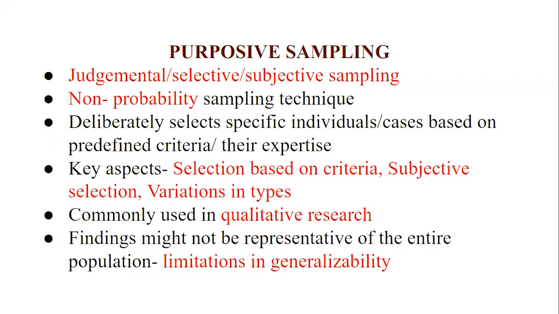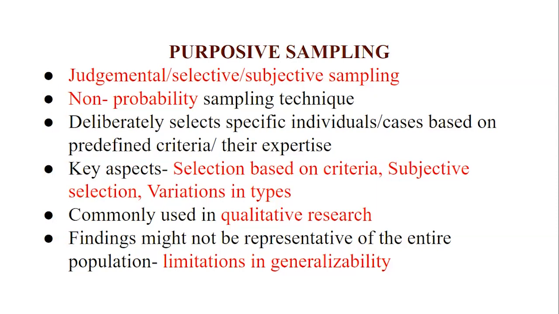Next option is purposive sampling. Purposive sampling is also known as judgmental sampling or selective sampling or subjective sampling. So these are other terms which we use to describe purposive sampling. And purposive sampling is a non-probability sampling technique. You have to remember that it is a non-probability sampling technique which is used in research, where the researcher intentionally selects specific individuals or cases based on some predefined criteria or their expertise or judgment about the characteristics required for the study.